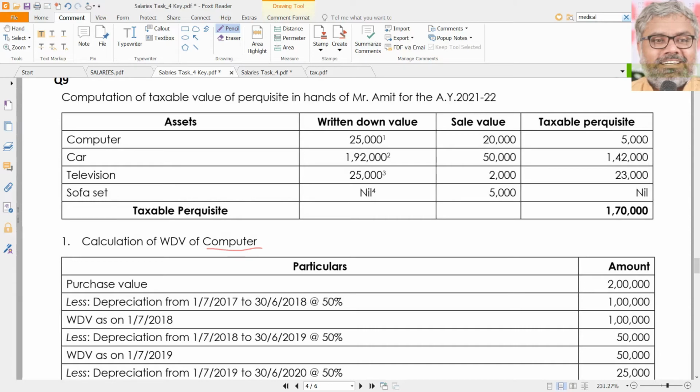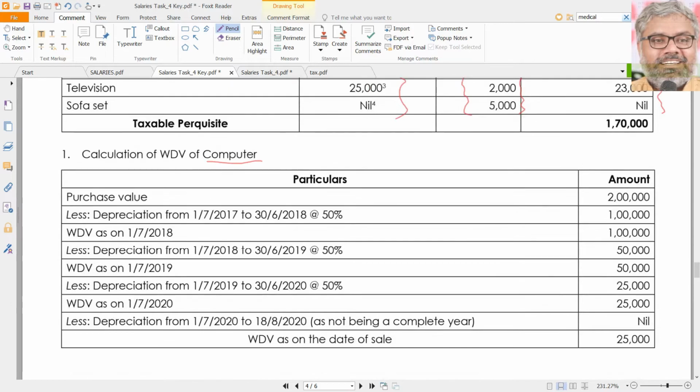What will be the valuation of perquisite? Whatever the written down value is according to the law, then what is the real amount that is paid by the employee to the employer? The difference of these two will be the value of taxable perquisite. So let us look at them one by one. What is the rate prescribed for computers?